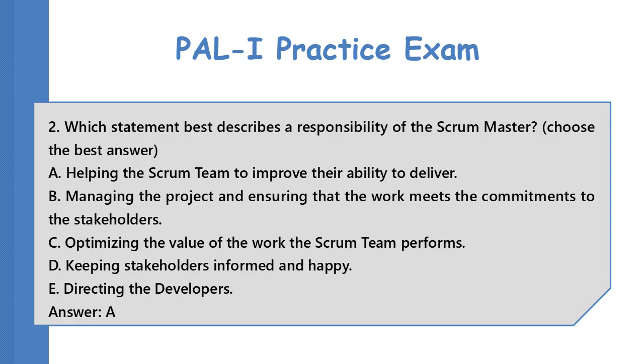2. Which statement best describes a responsibility of the Scrum Master? Choose the best answer. A. Helping the Scrum team to improve their ability to deliver. B. Managing the project and ensuring that the work meets the commitments to the stakeholders. C. Optimizing the value of the work the Scrum team performs. D. Keeping stakeholders informed and happy. E. Directing the developers.